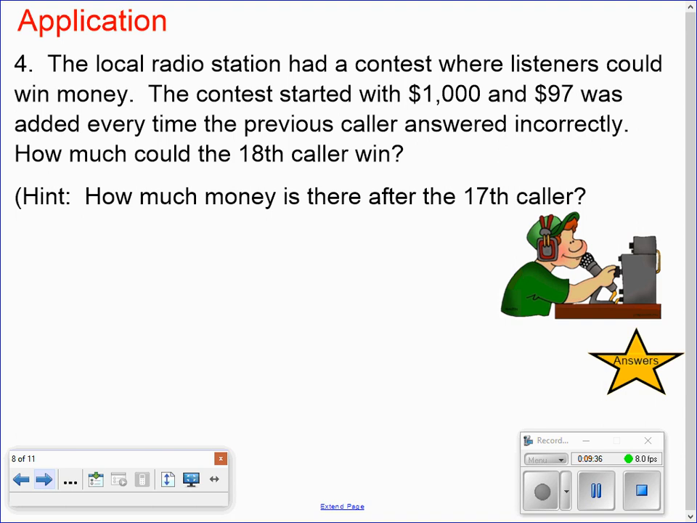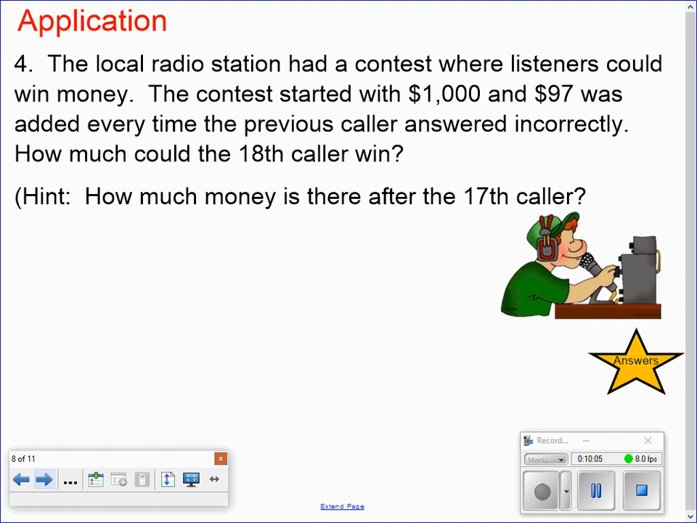Here we have a word problem. Remember that when we're writing the word problem, we need to look at the initial value, and then we need to use that to get our first term. So we have: the local radio station had a contest where listeners could win money. The contest started with $1,000, and 97 was added every time the previous caller answered incorrectly. How much could the 18th caller win?